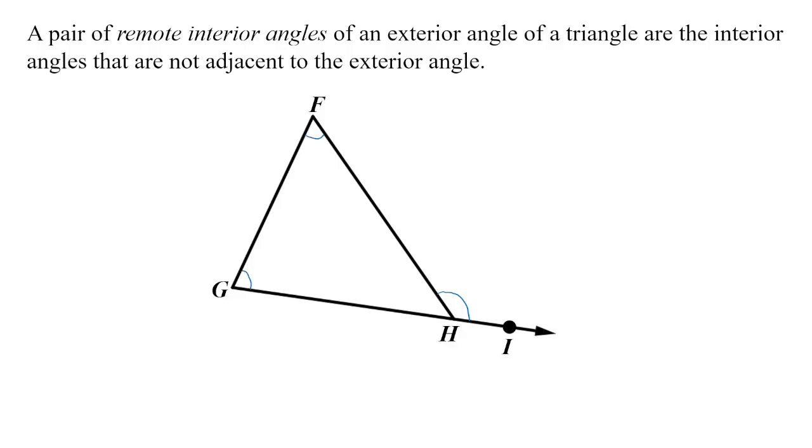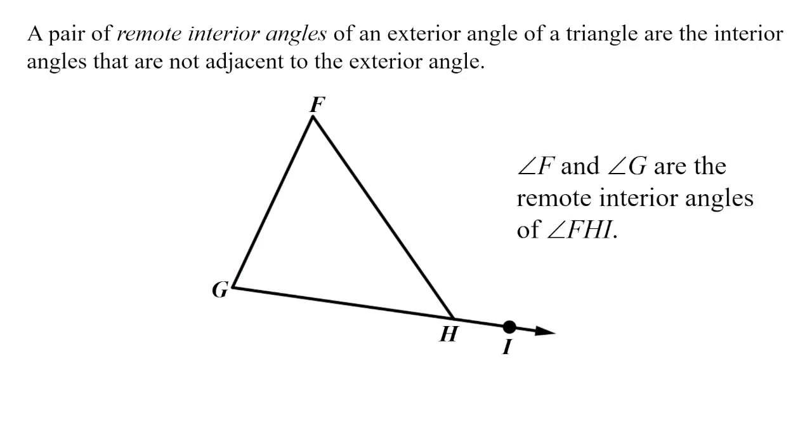They're away from it. So when you think of the word remote, like a remote control to a television, it is away from the TV. So angle F and angle G are away from angle FHI.